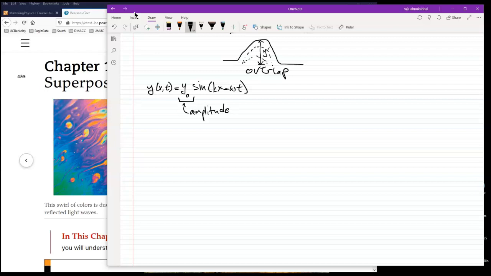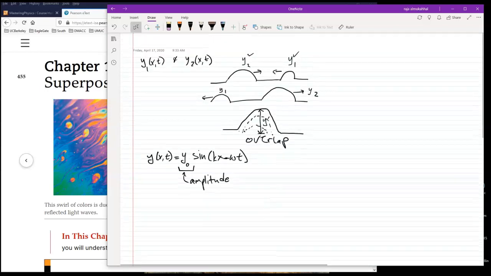So let's go back to this picture here. I have two waves moving in opposite directions, and I want to find a mathematical way to describe them.